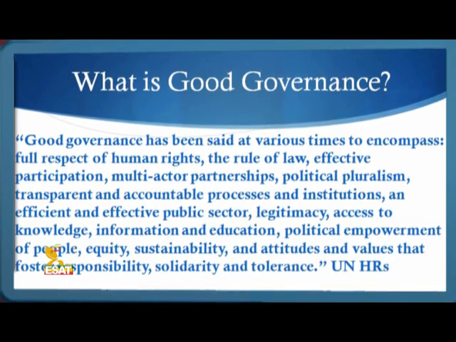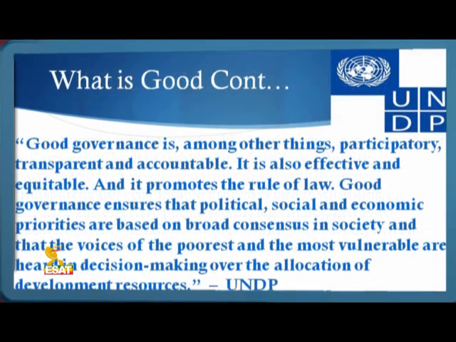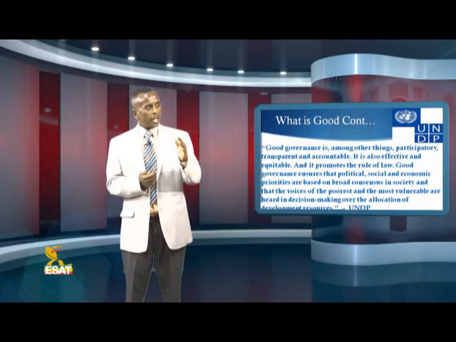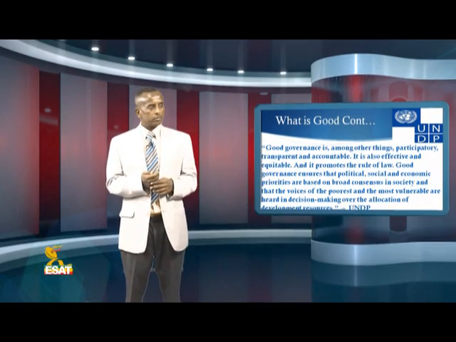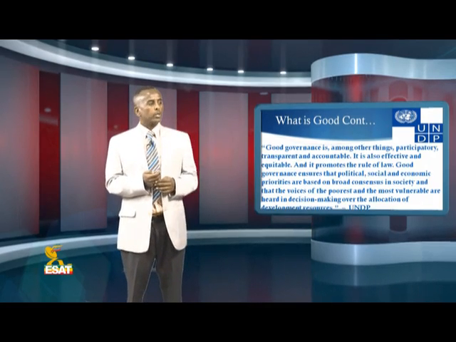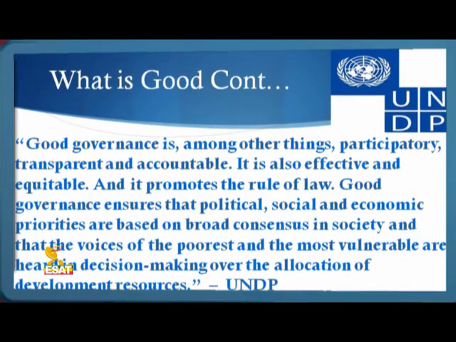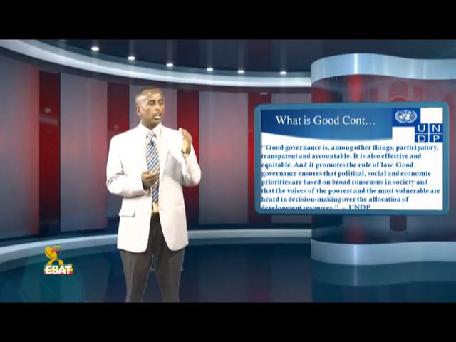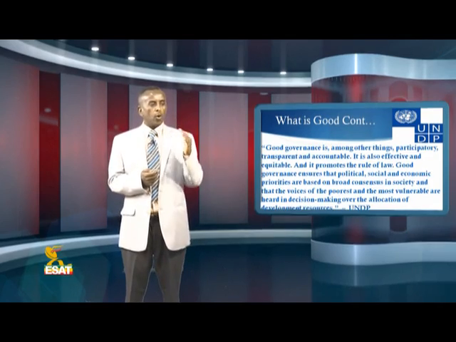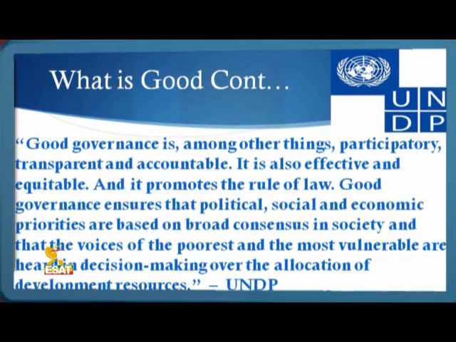responsibility, solidarity, and tolerance. According to UNDP, United Nations Development Program, good governance is, among other things, participatory, transparent, and accountable. It is also effective and equitable, and it promotes the rule of law. Good governance ensures that political, social, and economic priorities are based on broad consensus in society, and that the voices of poorest and the most vulnerable are heard in the decision-making over the allocation of development resources.